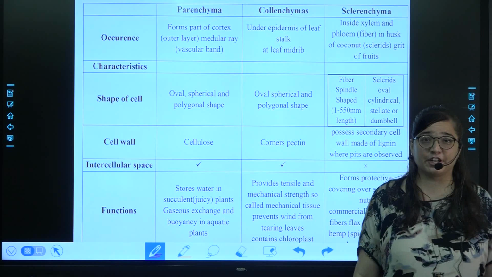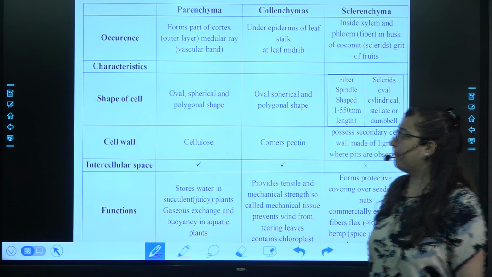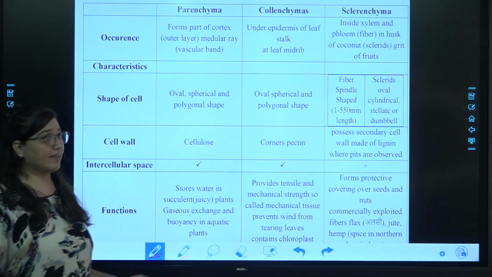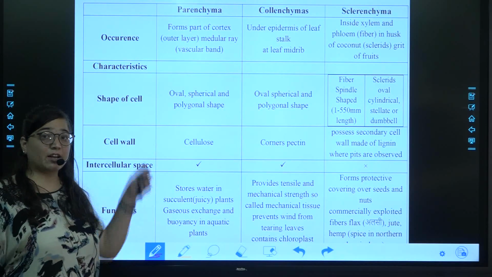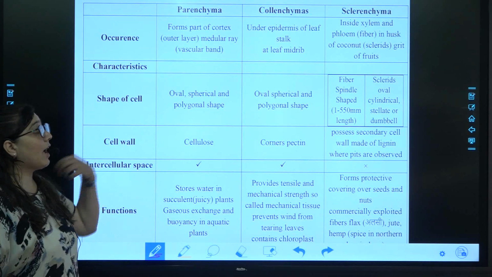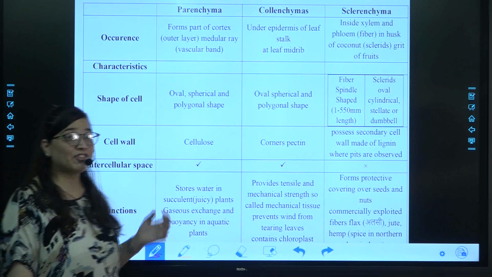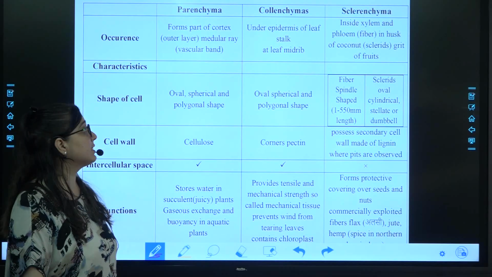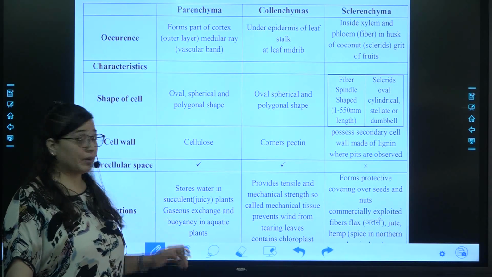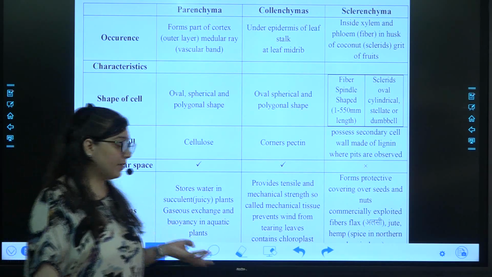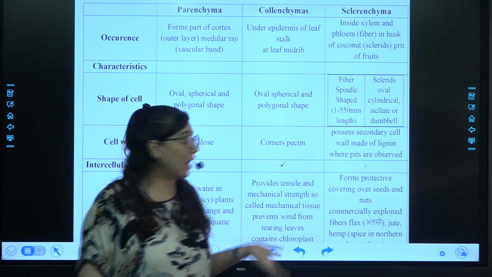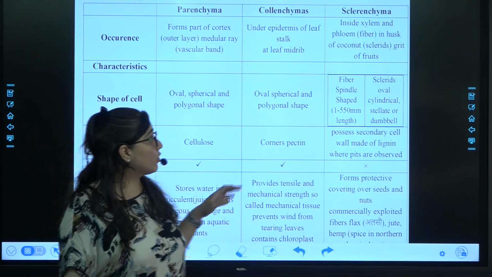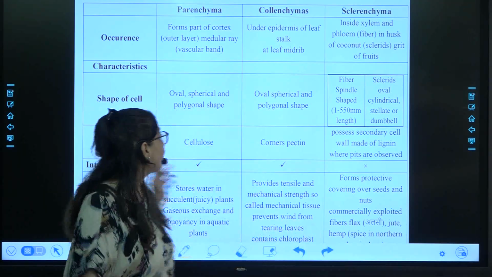And here is the bifurcation about all the three types of tissue, that is parenchyma, collenchyma and sclerenchyma. Occurrence, they are generally occurring at the cortex and the medullary, that is the vascular band, which is the xylem and the phloem. Collenchyma, they are occurring in the leaf, epidermis, leaf stalk and at midrib. Coming to sclerenchyma, where they present, if we talk about fiber, then that is present generally in husk of the coconut and in the grit of the fruits.